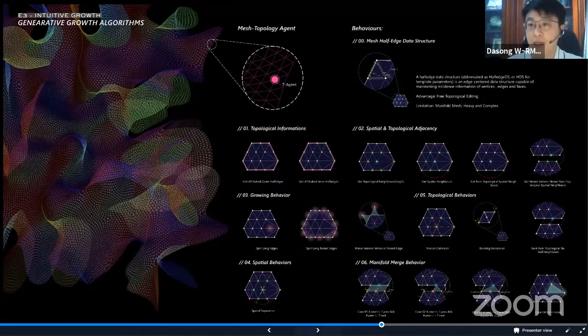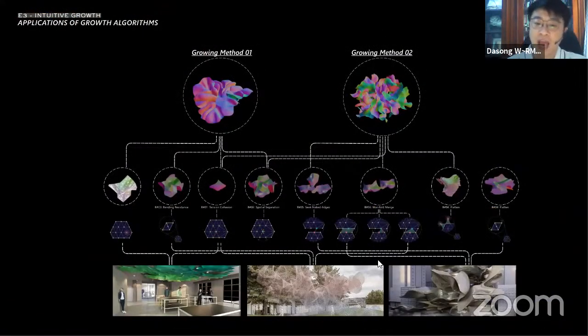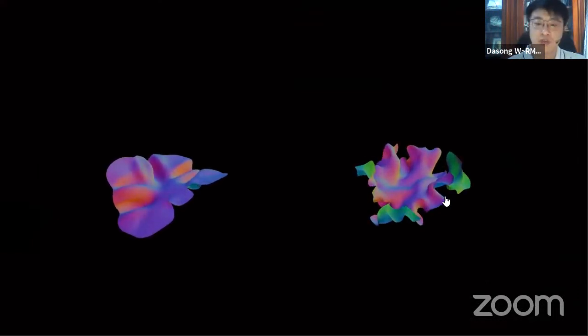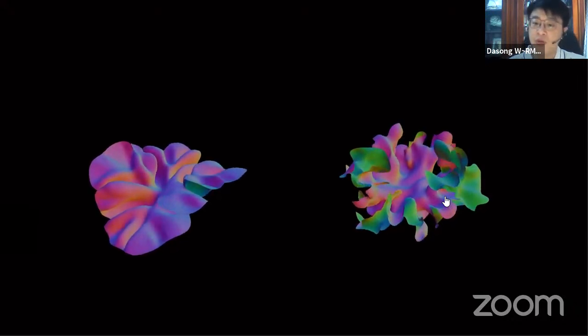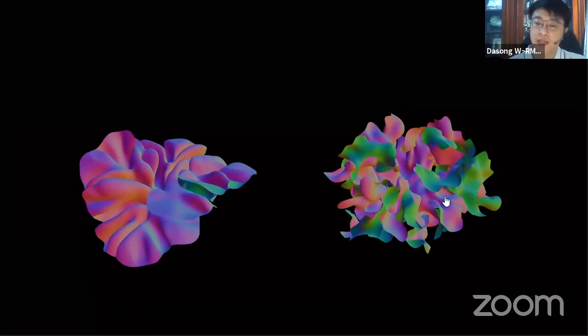So based on the combination of different behaviors, the system is capable of generating various forms with distinguished generative geometry characters. The animation shows two typical growth methods. The left one is a mesh constantly splitting itself, and the right one is the mesh growing at the naked edge.